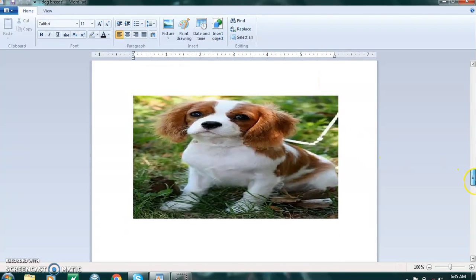Moving on, we have a Cavalier King Charles Spaniel. Now I always thought they were cute because I'm a huge Riverdale fan. And they have one named Evie. She is so cute, and I've always wanted one ever since I've seen her.